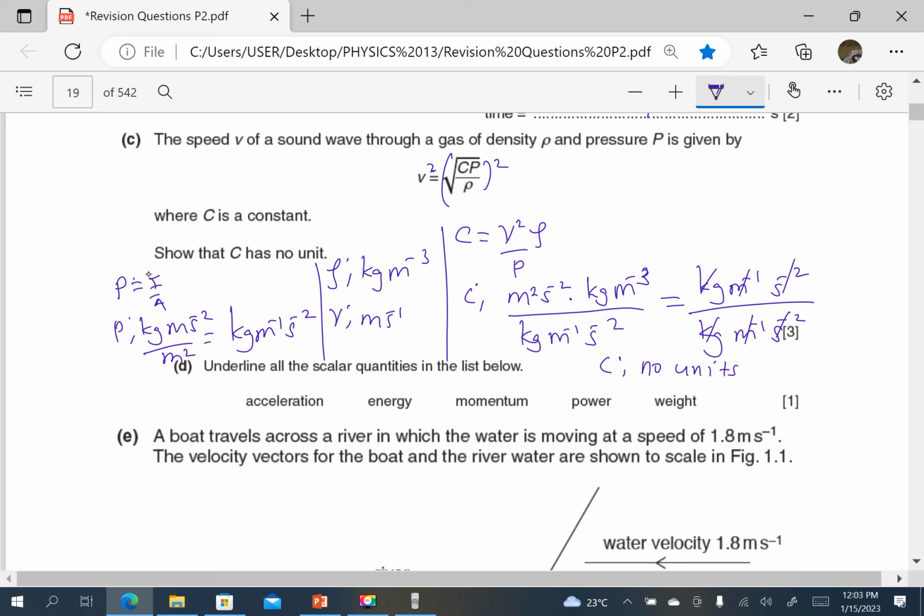Underline all the scalar quantities in the list below. Scalar, we have energy, we have power, the rest are vectors. Remember, there are 6 vectors: acceleration, displacement, velocity, momentum, force, weight, and moment. The rest are scalars.